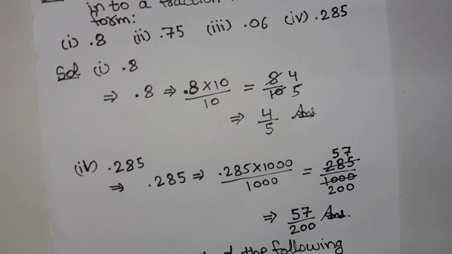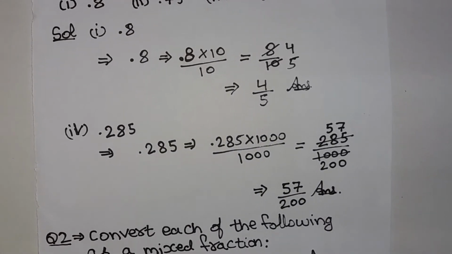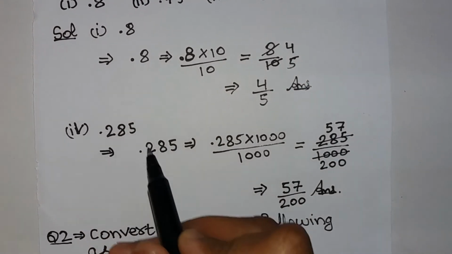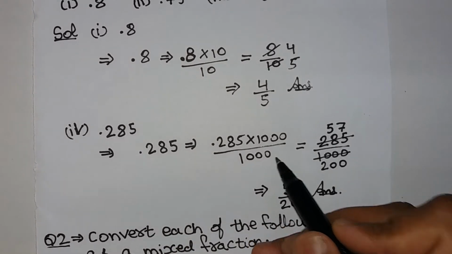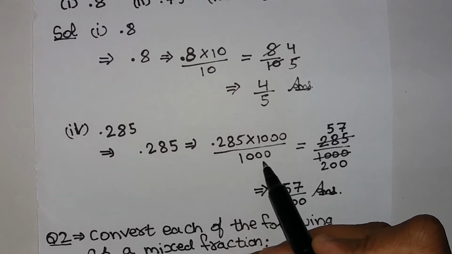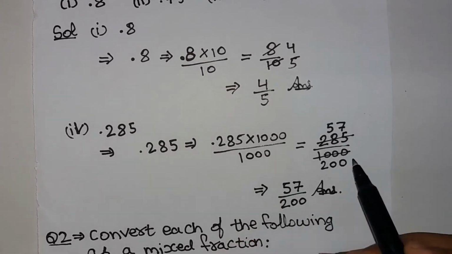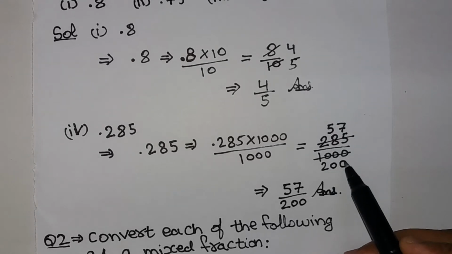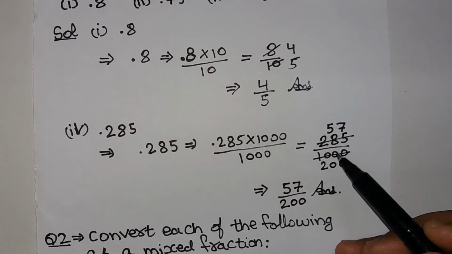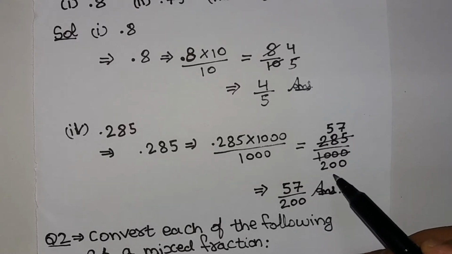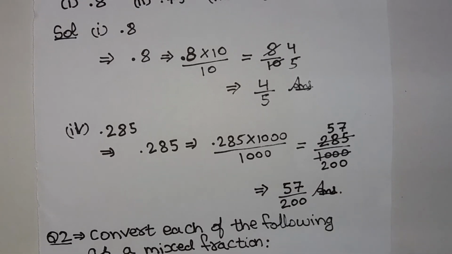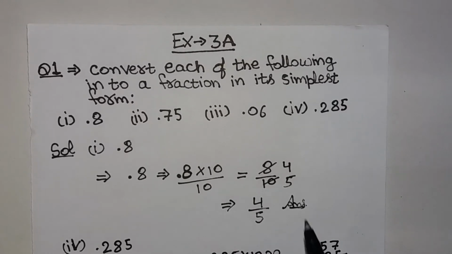See the fourth part. In the fourth part we have 0.285. So in 0.285, after the point 3 digits are there. So we will multiply and divide it by 1000. So 0.285 into 1000 upon 1000. When we multiply it by 1000, it will be 285 upon 1000. So cancelling it by 5, it will be 57 upon 200. So its answer will be 57 upon 200. You can try the other parts.